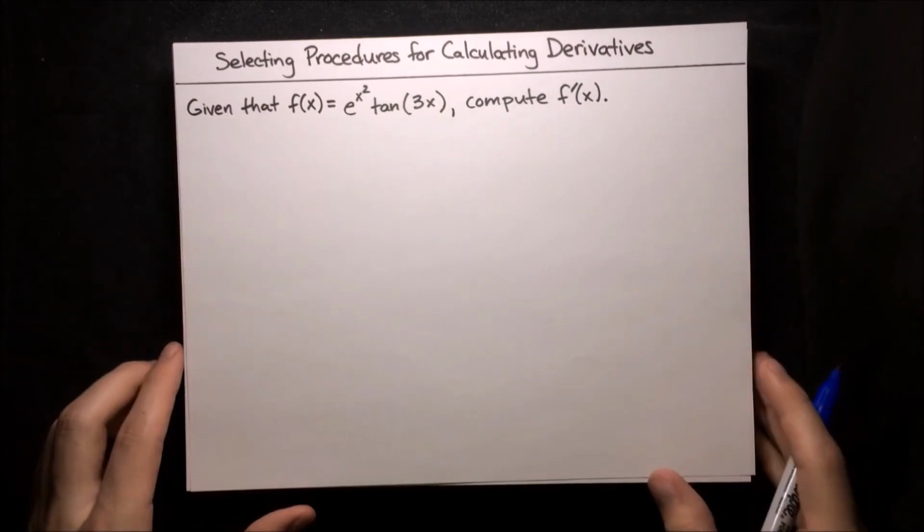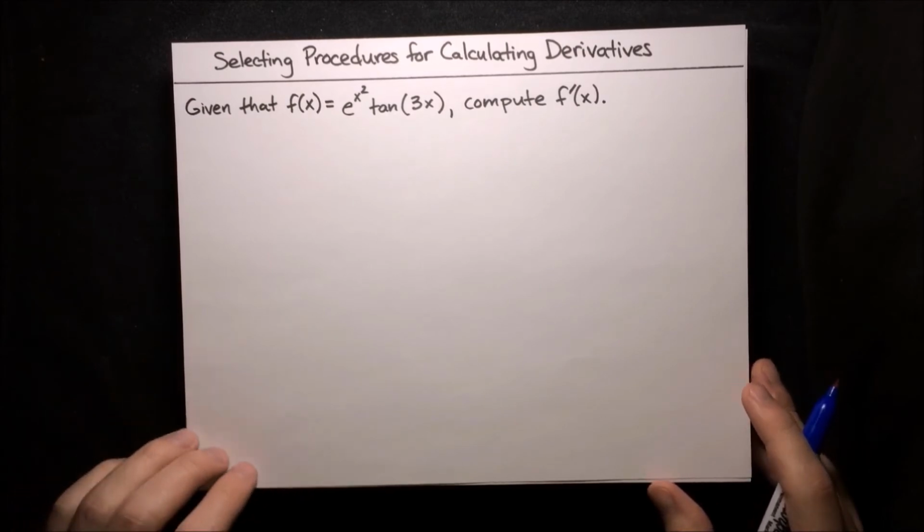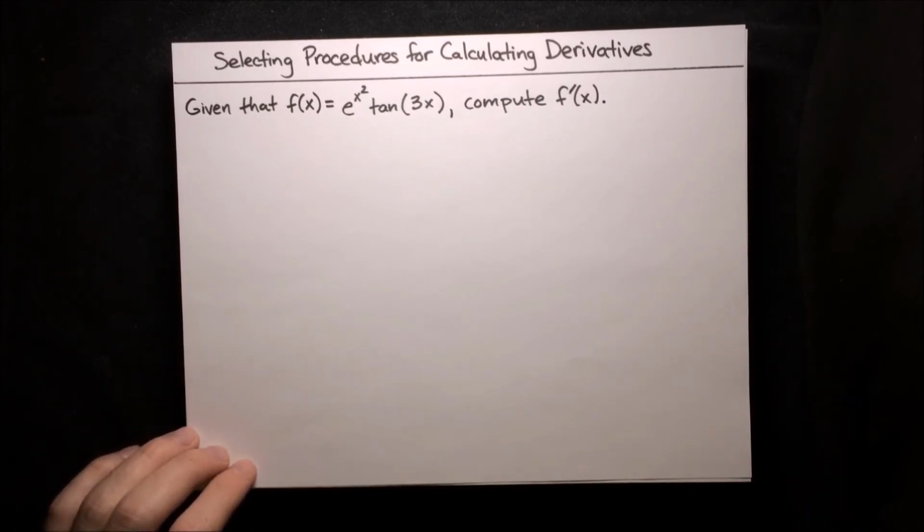Next up, we're given that f of x equals e to the x squared power times tangent of 3x, and we want to compute f prime of x. Alright, so how do we take the derivative of this function? Well, there's a couple things that pop out to us.